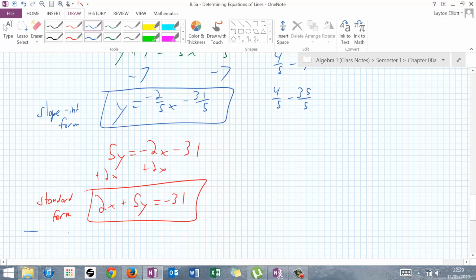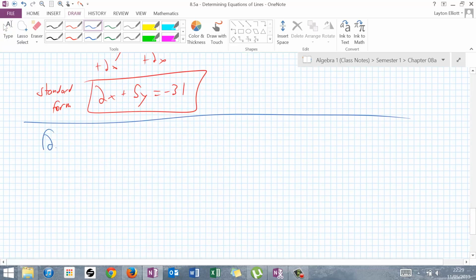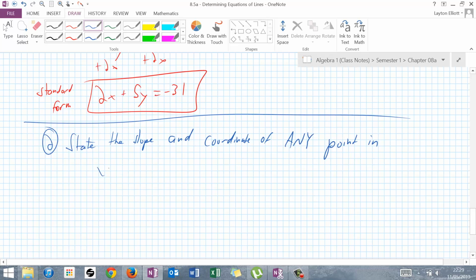Second example, I want you to state the slope and the coordinates of any point in y plus 6 is equal to 5/4 x minus 11 over 2.